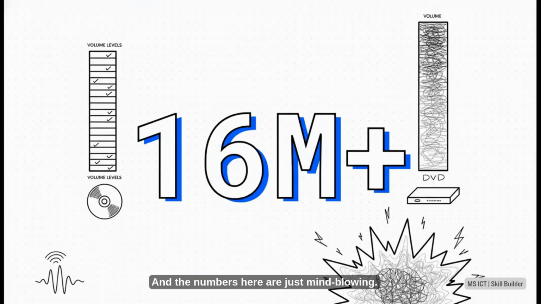And the numbers here are just mind-blowing. A standard CD uses 16-bit audio, which gives you over 65,000 possible levels of volume. But a 24-bit recording, like for a DVD, get ready for this. It gives you over 16 million possible values for loudness. That creates this huge dynamic range, capturing everything from the quietest whisper to the loudest explosion with incredible accuracy.